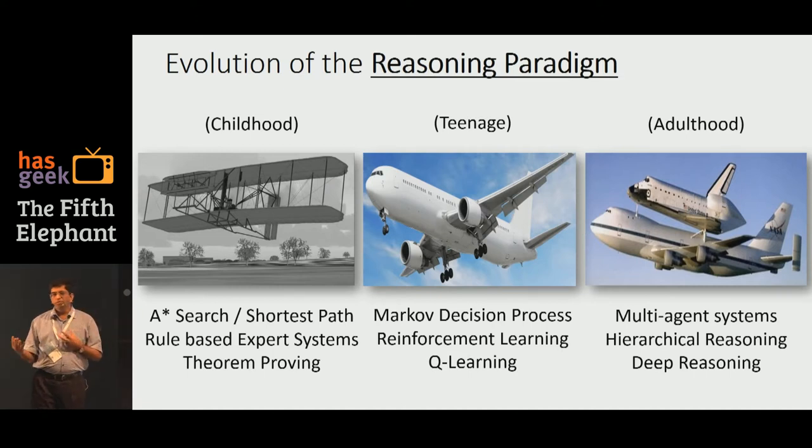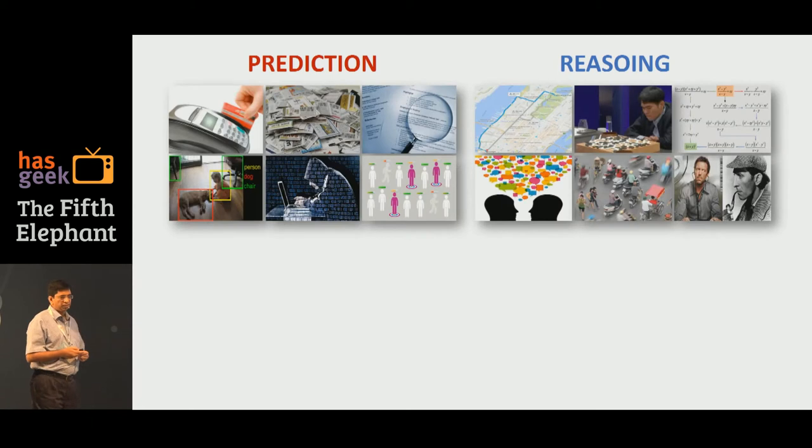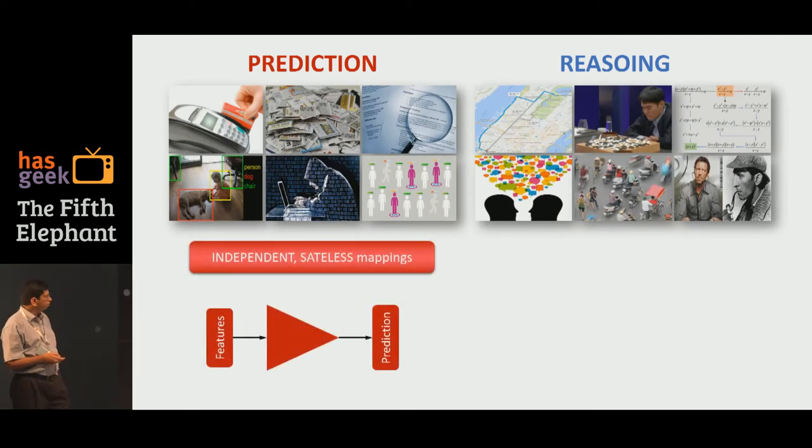We just need to know when to apply prediction, when to apply reasoning. Okay, so let's look at the differences between prediction and reasoning. If you look at a prediction paradigm, it's a very simple paradigm. You start with some features that you've created either through feature engineering or statistical things, and then you build a model and it gives you a prediction, right? It's a very simple input-output mapping.